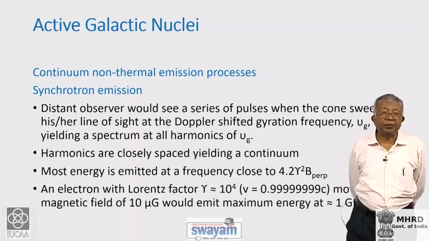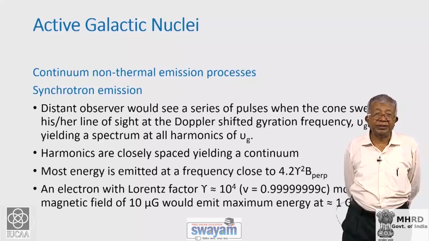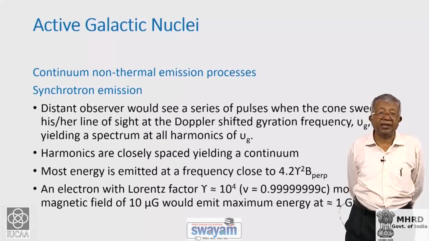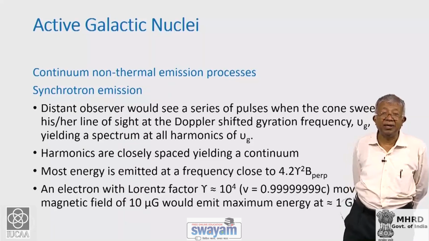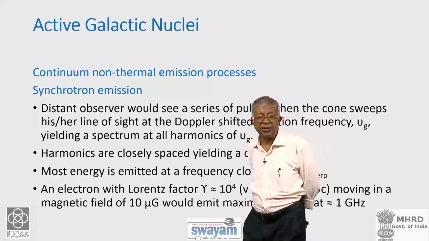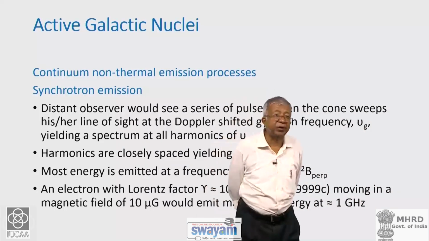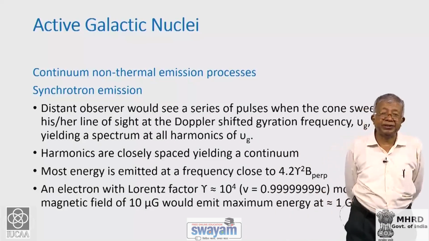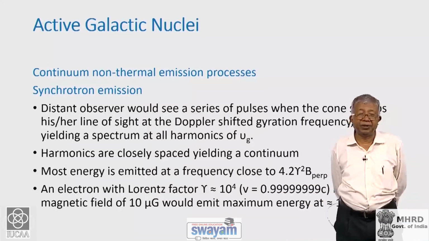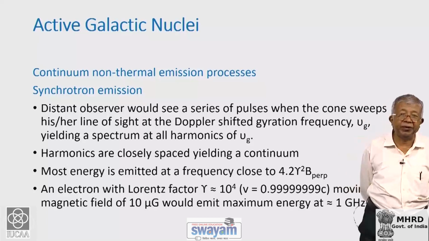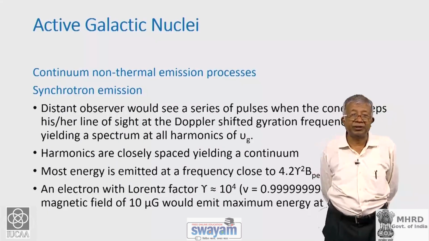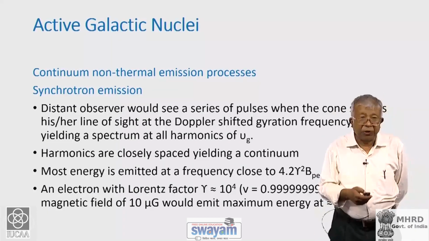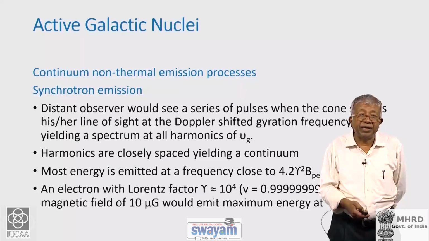So here we've just put one number, where gamma is of the order of 10 to the power of 4, which you can see has a velocity of 0.9999999 c. It moves in a magnetic field of 10 microgauss and would radiate at a frequency of 1 gigahertz, which is the standard radio frequency observed by many telescopes, including the Giant Meterwave Radio Telescope. So this is the spectrum from a single electron.